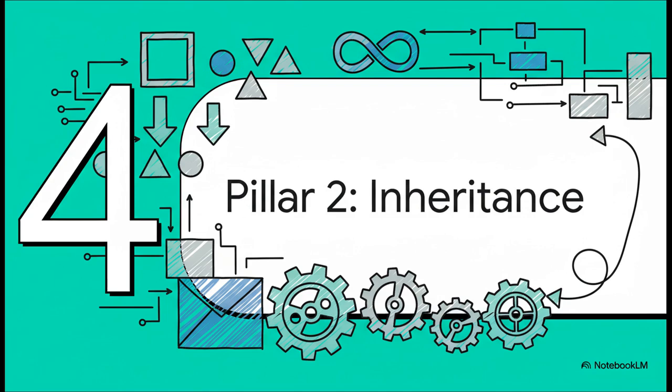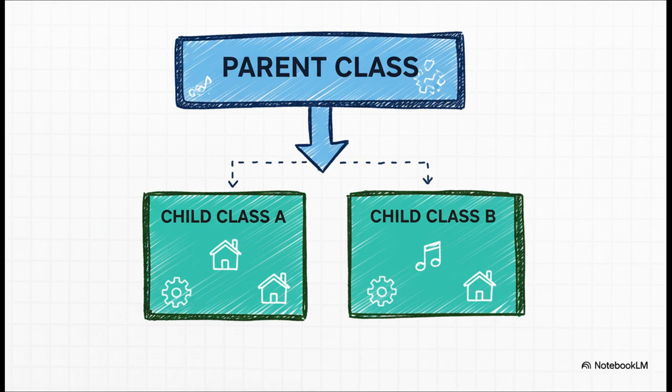Okay, let's move on to our second pillar, which really builds on that first idea. This one is all about efficiency and not having to reinvent the wheel. It's called inheritance. Inheritance is, well, it's pretty much exactly what it sounds like. It lets us create a new class that's basically a more specific version of a class that already exists. This new child class automatically gets all the features of the parent class, so we don't have to write all of that code over and over again.